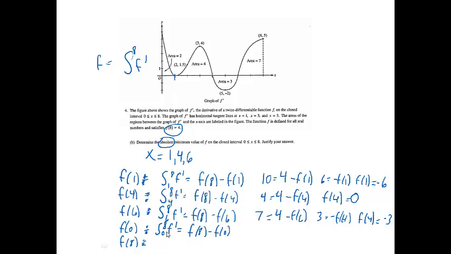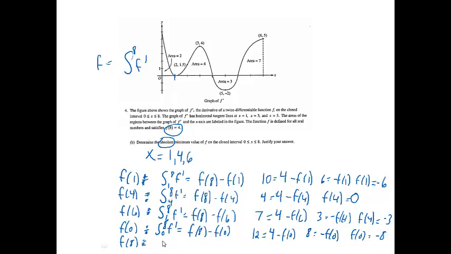And then the area under the curve from 0 to 8, so going all the way from 0 to 8, I'll have 2 plus 6, which is 8, minus 3, which is 5, plus 7, which is 12. So I'll get 12 equals f of 8, which is still 4, minus f of 0. If I subtract 4 from both sides, I'm going to get 8 equals negative f of 0, which means that f of 0 is equal to negative 8.